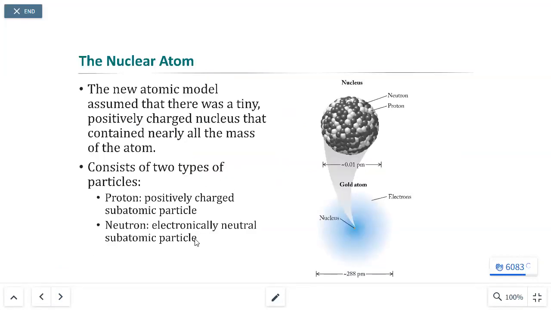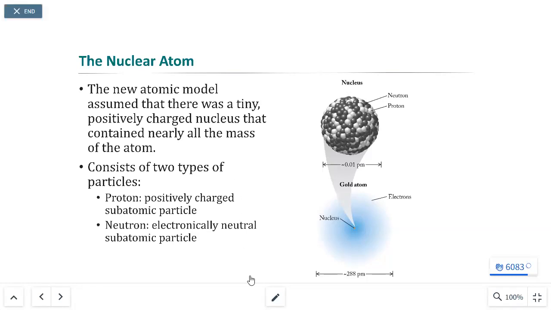So we're going to start with the nuclear model of the atom, which is our current model of the atom, or at least the simplified version of our current model of the atom. And what that model does is it tells us that there's this tiny positively charged nucleus in the center, and that nucleus has all of the mass of the atom inside of it. Inside of that nucleus, we have a proton, which is positively charged.